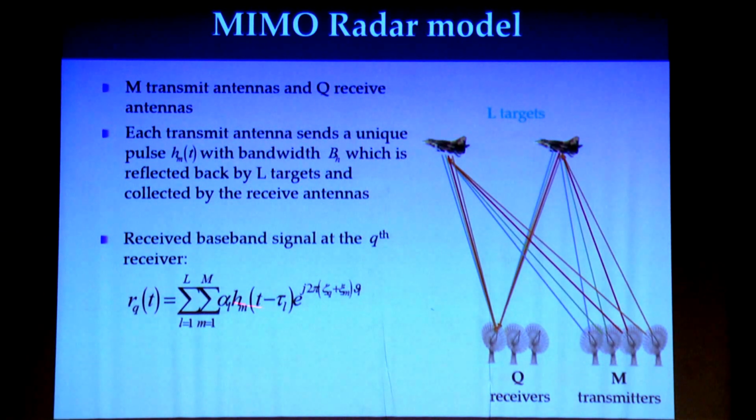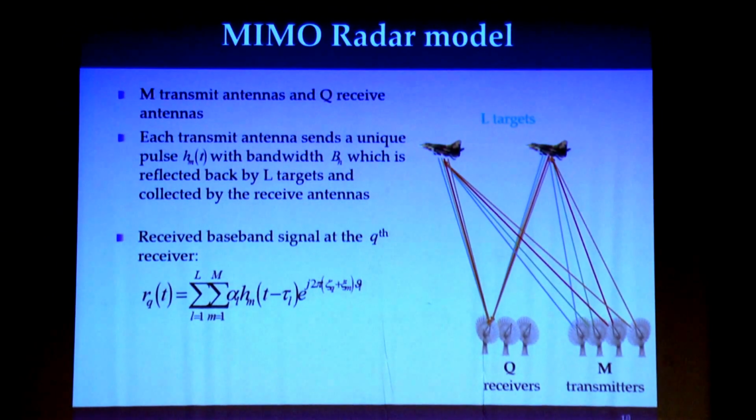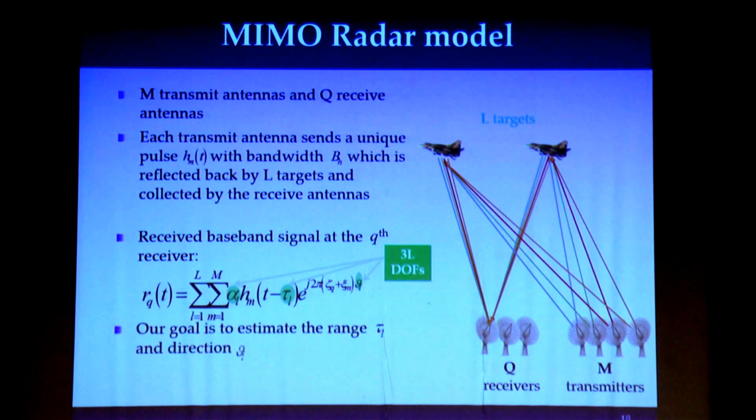The first sum is over the target, and the second sum is over the transmitting pulses, the number of antennas transmitting. So this is the signal that we receive at a certain, let's say, Q antenna. And we see again that our degrees of freedom, our unknown parameters, which are the amplitudes, the delays, and the azimuths, are embodied in the signal. And this is what we want to recover. So our goal is to estimate or to recover the range or delay and the direction or azimuth.